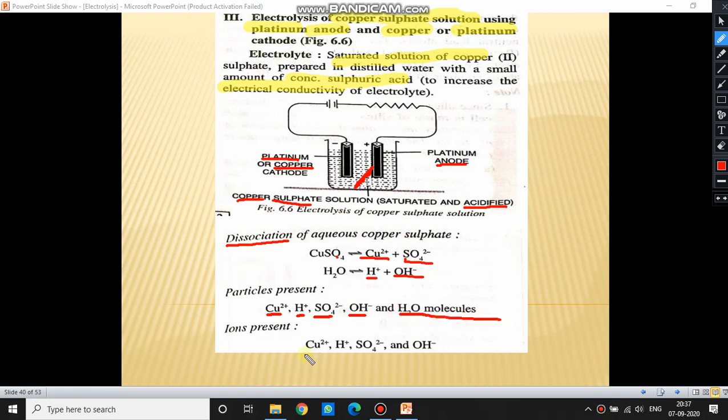See the difference between particles and ions. If they say ions, you write everything written here, but don't write the water molecule. If they ask you for the particles present, then include the water molecules as well.